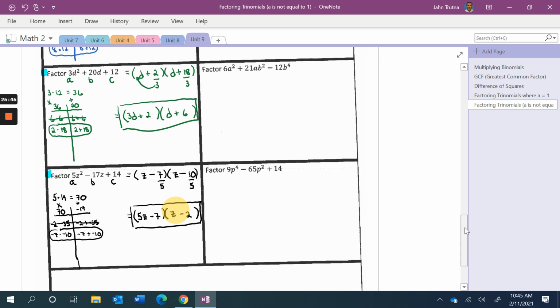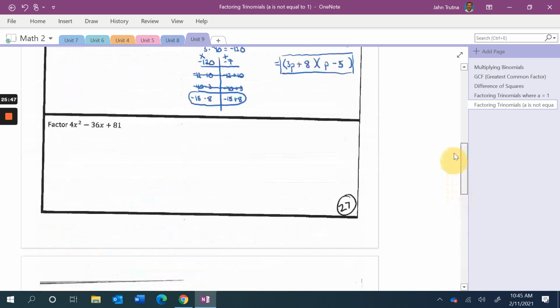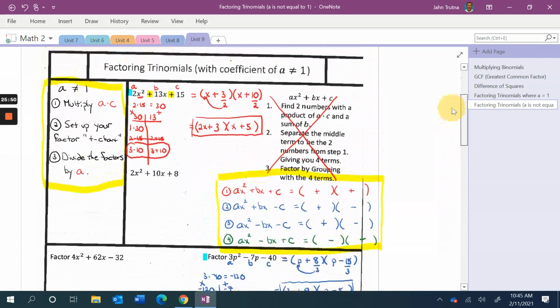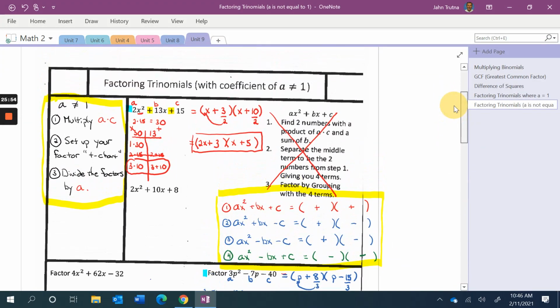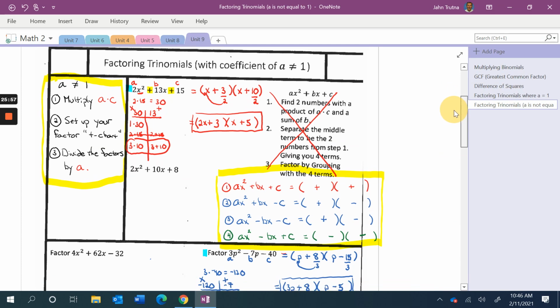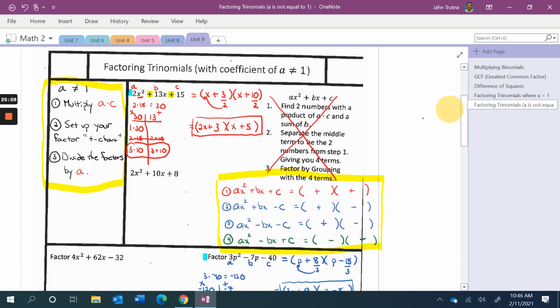Okay, so you guys, there is, let's see, 1, 2, 3, 4, 5 very good solid examples of how to factor a trinomial when your a value is some number not equal to 1.